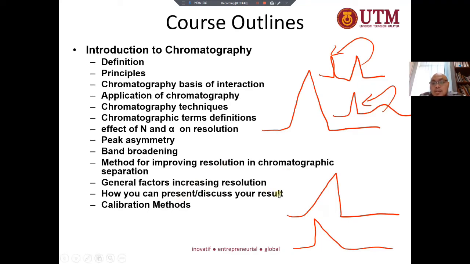I think it's very important if you are doing analytical instrumentation or chemistry analysis during your dissertation, so I believe this information will benefit you a lot. And then we will learn about the types of calibration methods available, and definitely you will use this during your practical in your dissertation if you are doing instrumentation analysis. So basically here is the course outline of this introduction to chromatography. I don't want to waste any more time explaining the course outline, so let's go to the topic.